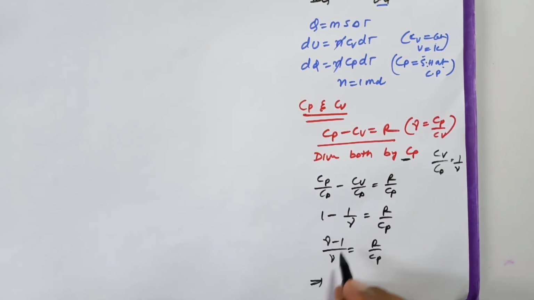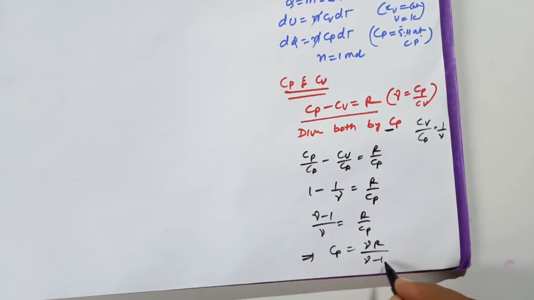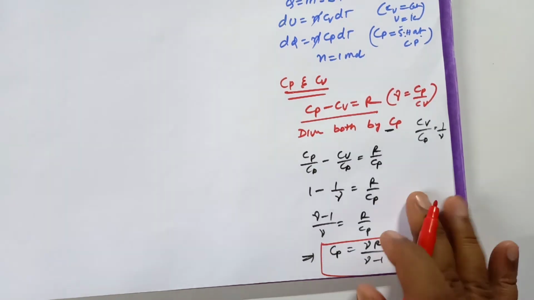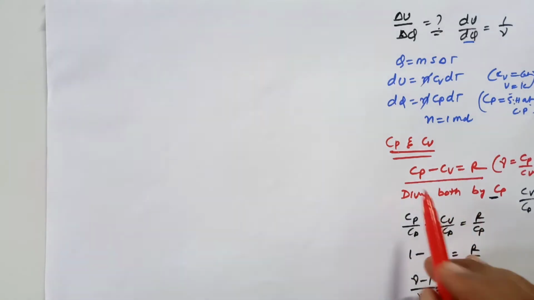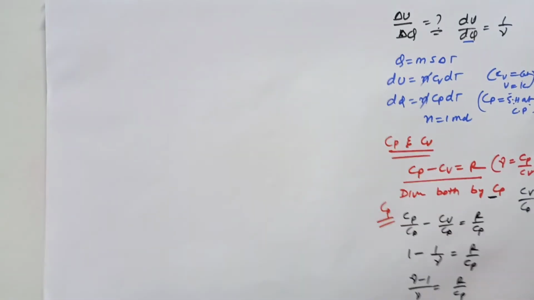This implies that by doing cross multiplication, you will get Cp is equal to gamma into R by gamma minus 1. So this is going to be the value of Cp in this case. Okay. Next, we shall find out the value of Cv. So just now we got the value of Cp in terms of gamma here.